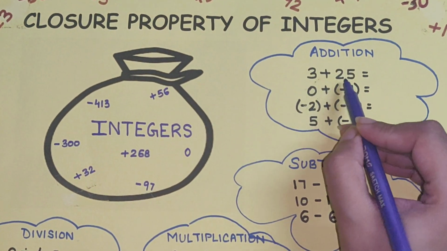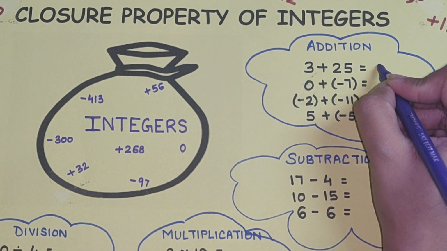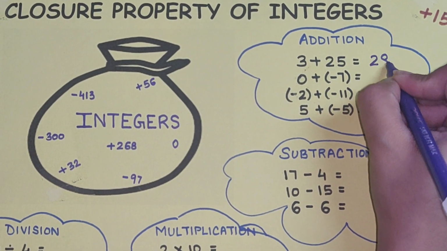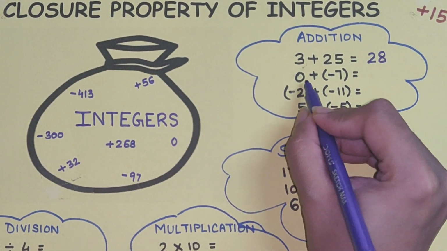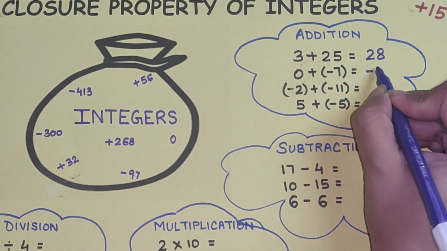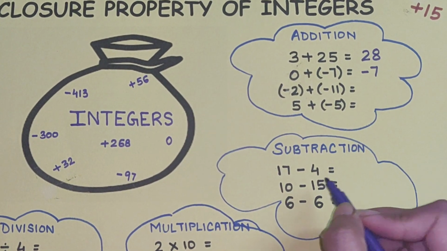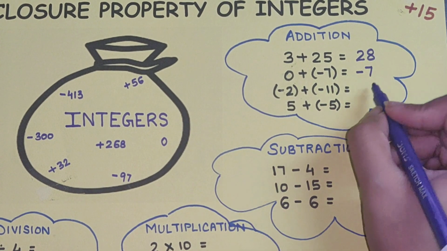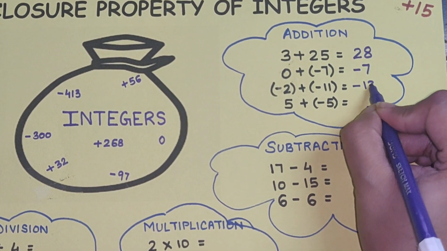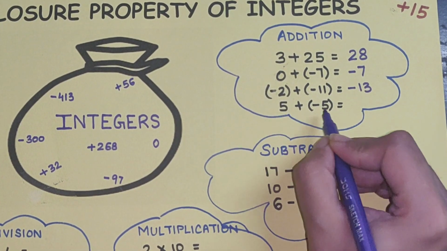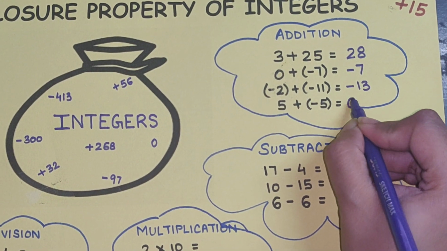Now we have 3 plus 25. Now 3 plus 25 is actually what? It is 28. Then 0 plus minus 7. The answer is minus 7. Minus 2 plus minus 11, which is minus 13. And 5 plus minus 5, the answer is 0.